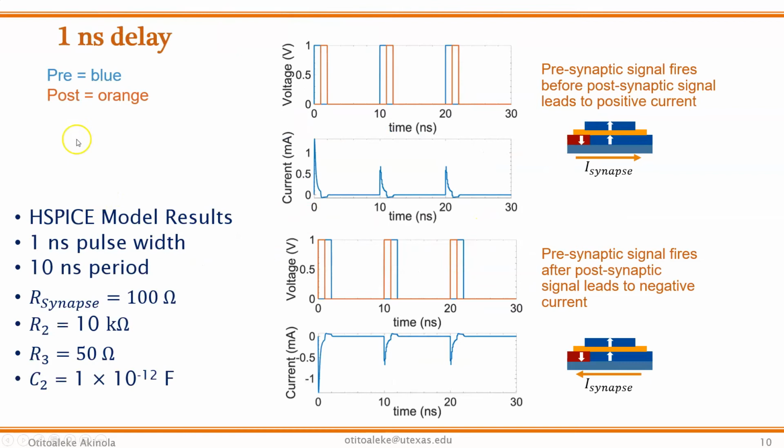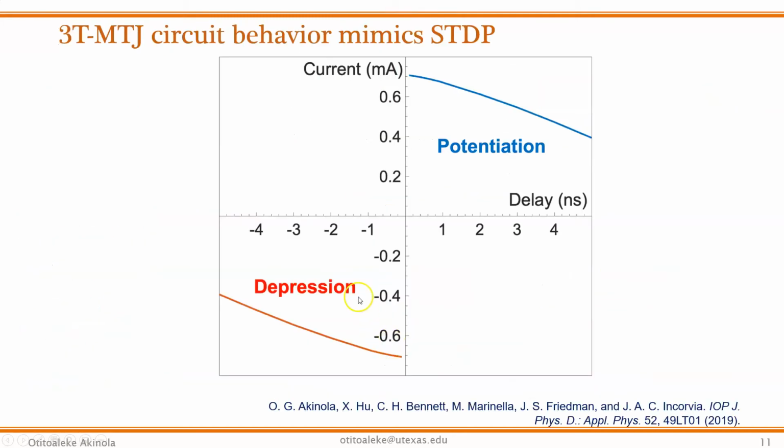We decided to go ahead and do some SPICE simulation to observe how much current goes through and what direction of current, to verify this. And this shows that when the presynaptic signal comes in before the postsynaptic signal, we have a positive going current. When the postsynaptic signal comes in before the presynaptic signal, we have a negative going current.